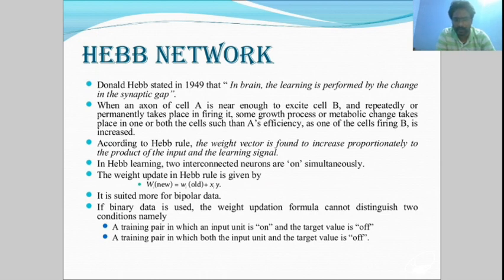If you are using binary data, the weight update formula cannot distinguish two conditions: a training pair in which the input unit is on and the target value is off, and another training pair in which both the input unit and the target value are off. So this is the criterion we follow in the Hebb network. So in total we have discussed the McCulloch-Pitts network, linear separability, and the Hebb network. Thank you.